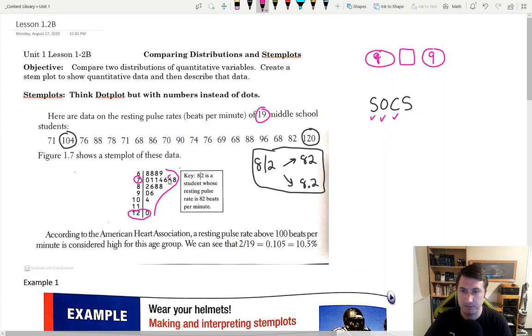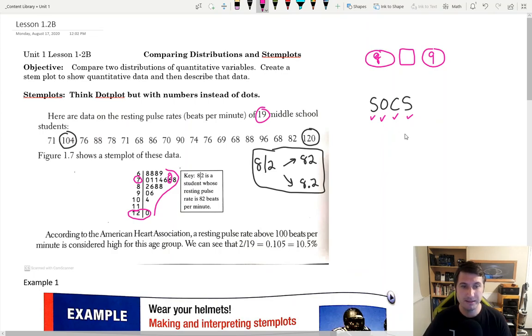And then the next one is the median. So the median is 76. That would be our center. And spread, what is the overall variability of this data?